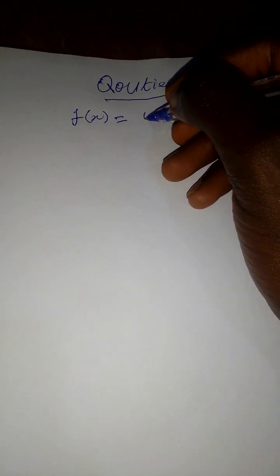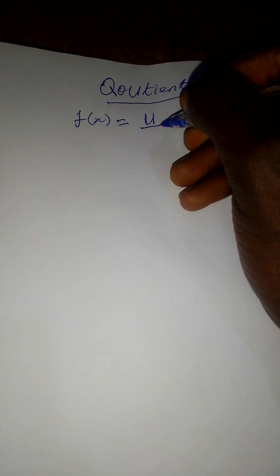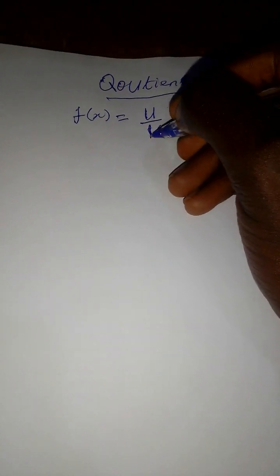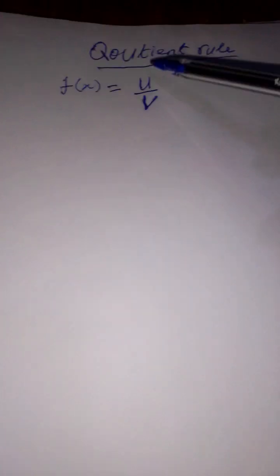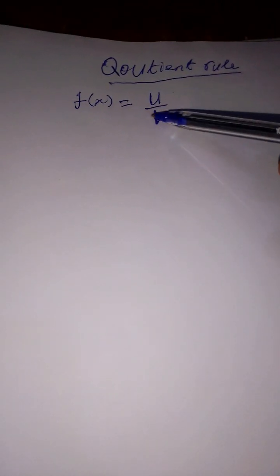Ladies and gentlemen, today we'll be going through what we all know in differentiation as the quotient rule. The quotient rule tells us that if we are given a function, let us say f of x equals a function u over v, what does the quotient rule tell us to do to differentiate this?